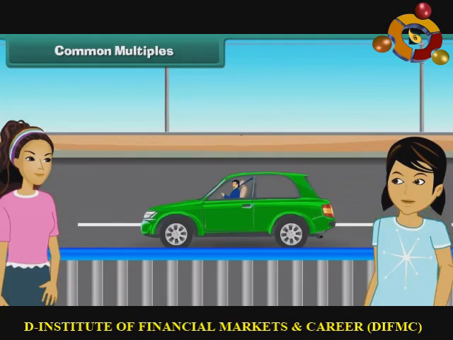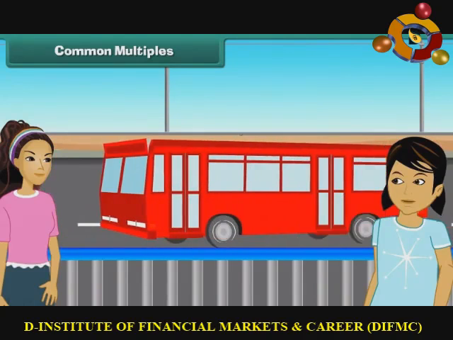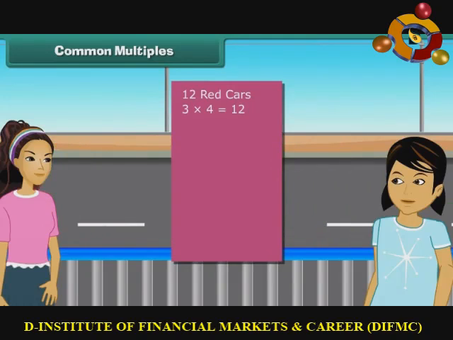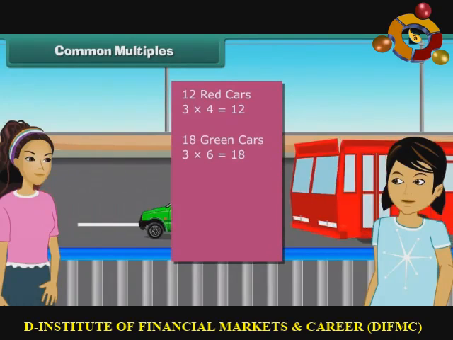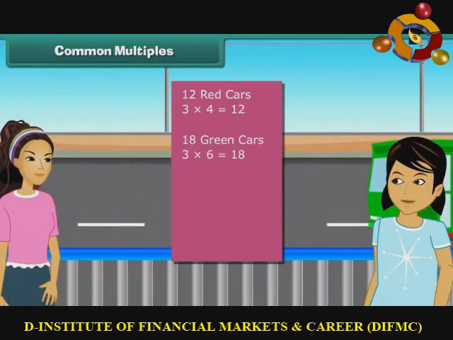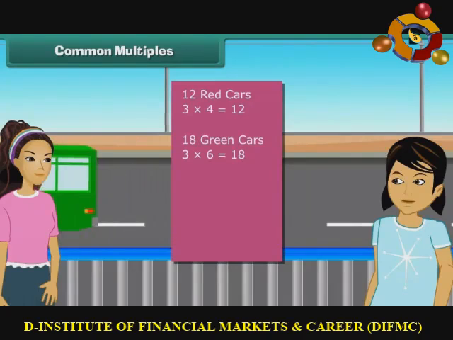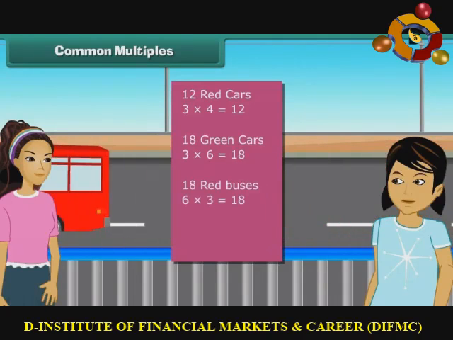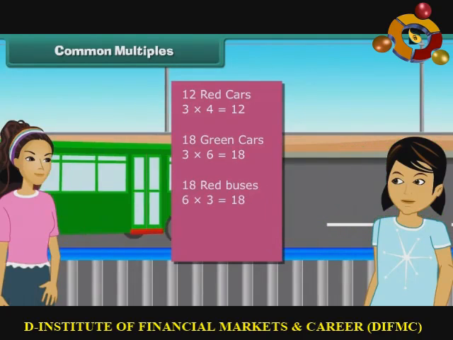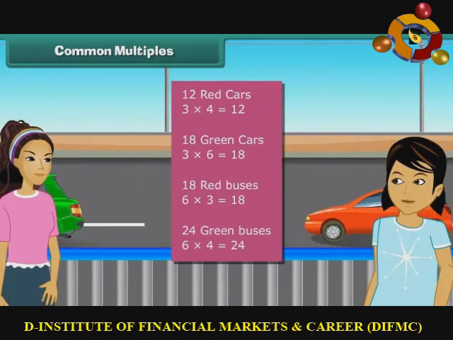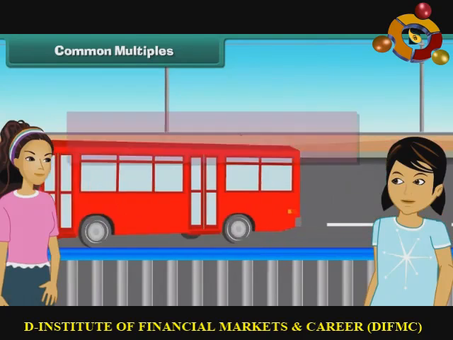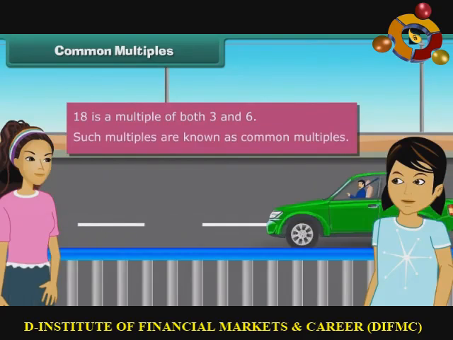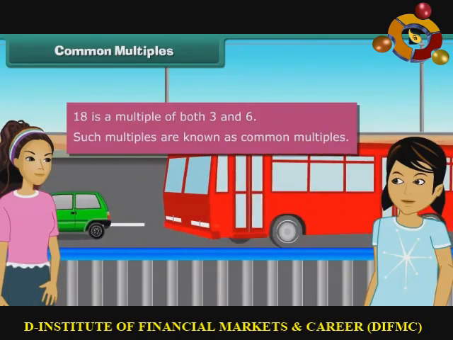Reema observes 12 red cars and 18 green cars. She expresses them as 3 multiplied by 4 is equal to 12, and 3 multiplied by 6 is equal to 18. Prerna observes 18 red buses and 24 green buses. She expresses them as 6 multiplied by 3 is equal to 18, and 6 multiplied by 4 is equal to 24. 18 is a multiple of both 3 and 6. Such multiples are known as common multiples.